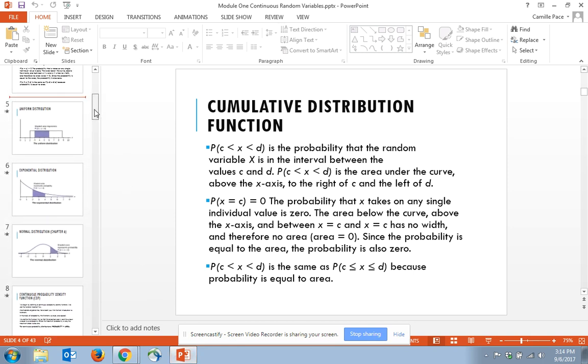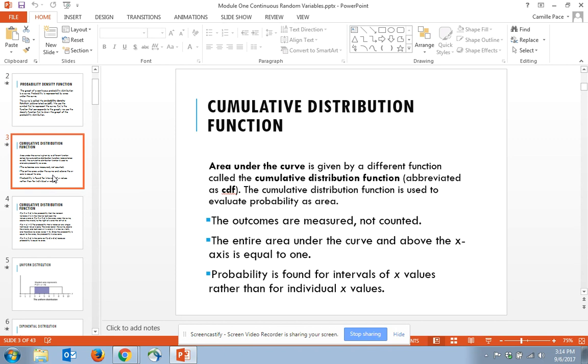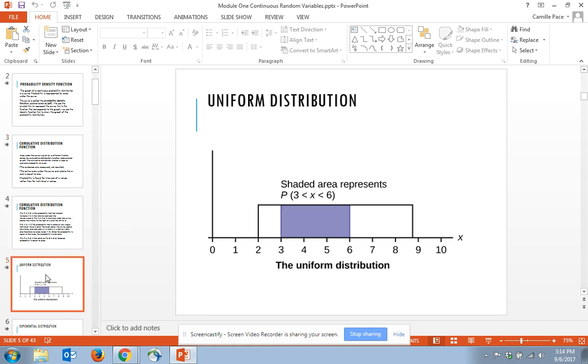Hi, I'm going to do a quick video about continuous random variables that we're going to talk about in Module 1. So you can go through the PowerPoint and it'll highlight what we've been doing, a lot about the probability distribution function and the cumulative distribution function. But I'm going to go ahead and start talking about distributions themselves. For this chapter, we're going to talk about uniform distribution.